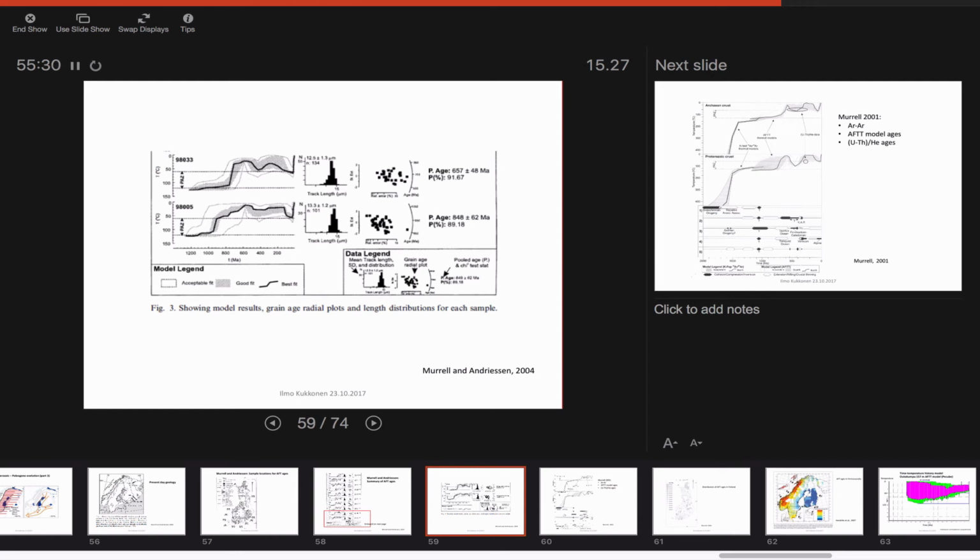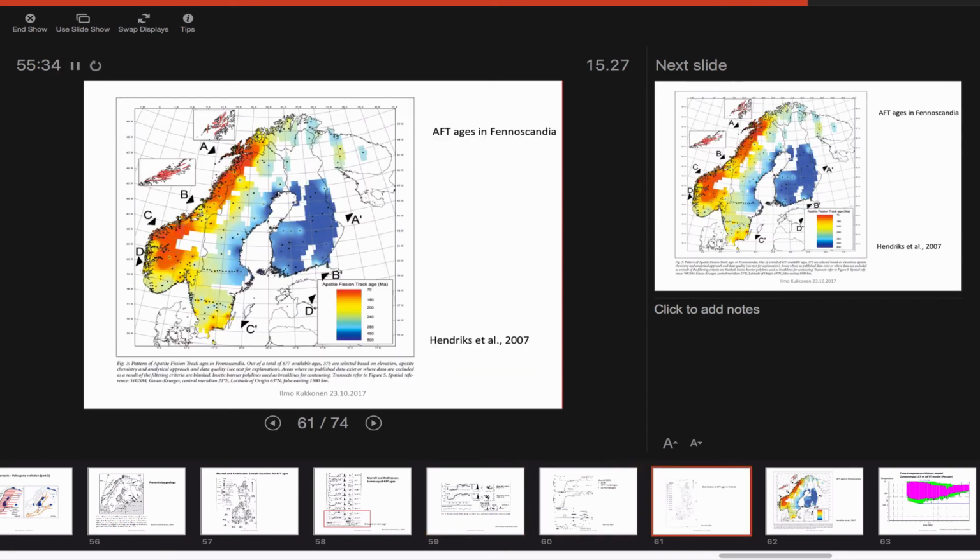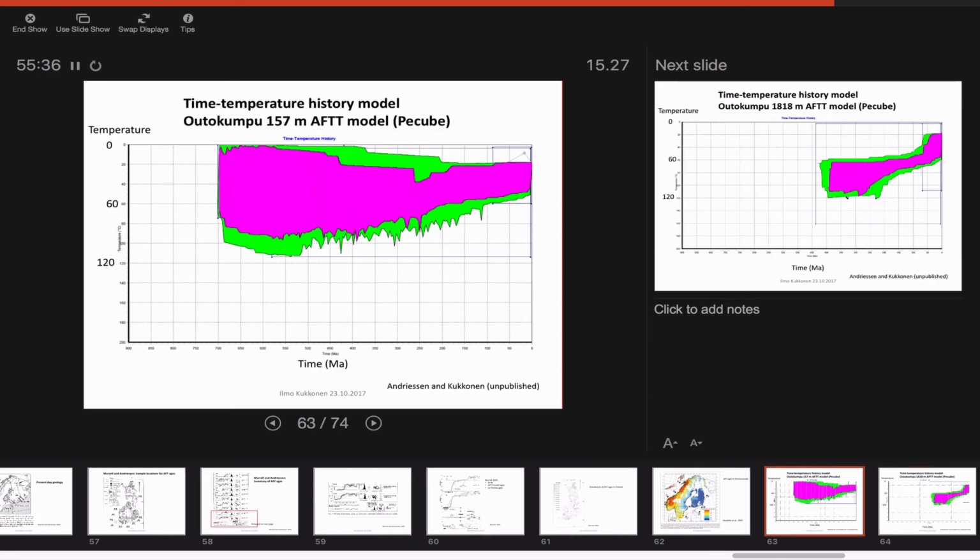I will show now a couple of examples of work we've done with Paul Andriessen, taking samples from a deep borehole in eastern Finland. There's a 2.5 kilometer deep borehole, and the bottom temperature of the borehole is 40 degrees. So it's not yet in the partial annealing zone formally. And I have here two examples.